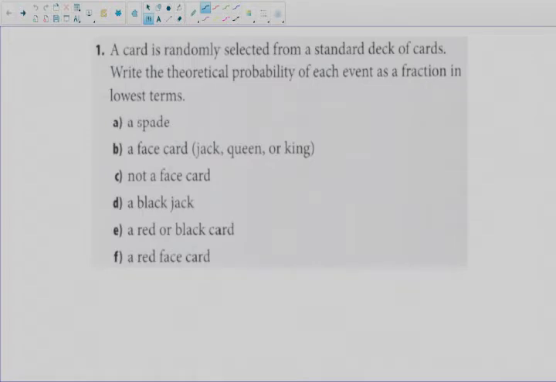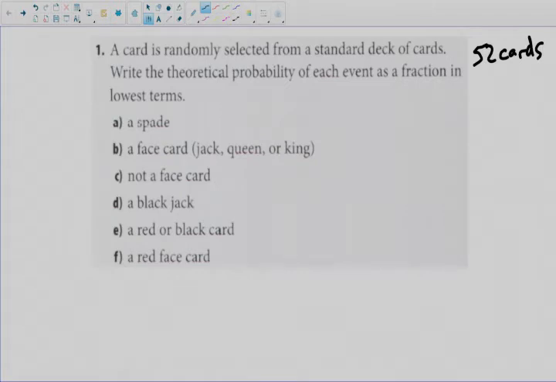So this is the first question from the homework. A card is randomly selected from a standard deck of cards. Write the theoretical probability of each event as a fraction in lowest terms. So a standard deck of cards is 52 cards. So we want the theoretical probability. This is what should happen if you were to do it a million times, or a billion times, or an infinite amount of times.